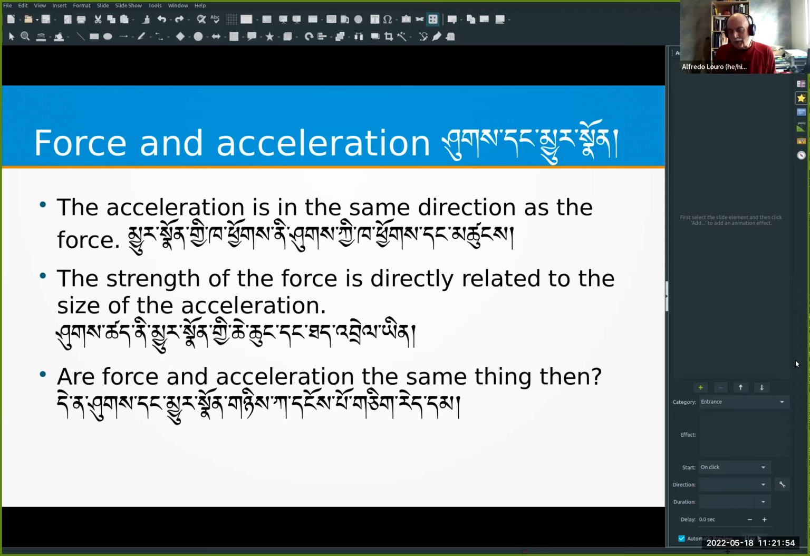So if you can imagine, I start with the ball. I don't have a ball, but anyway, I'll start with this. I start from rest. The velocity is 0.